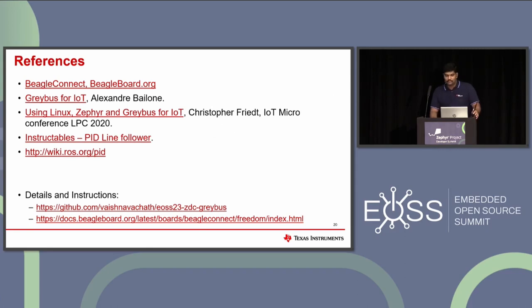So I have attached the references for all the related works. Also, I have added the details and instructions in this Jupyter notebook. You don't need actual hardware. I tried it on BeagleConnect Freedom and BeaglePay, but it runs on the host itself. You can use the Zephyr native POSIX target, build it, and do development experimentation on the host itself.